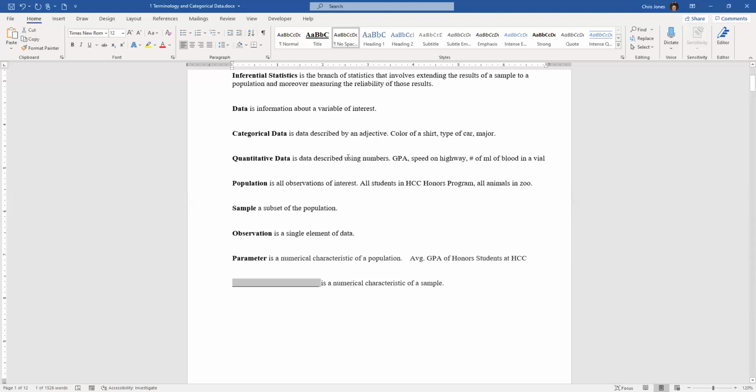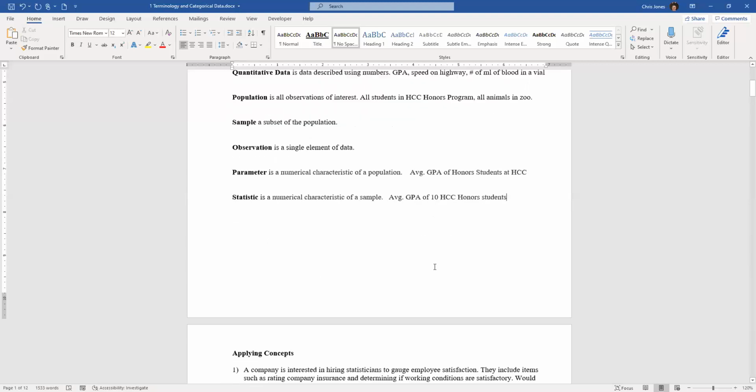And then a lot of times we can't gather parameter data, so we look for statistics. And a statistic is a numerical measure of a sample. All right, so for instance, maybe I wanted to look at the average GPA of 10 HCC honors students. So hopefully that gives you a good understanding of the difference between parameter and statistic.